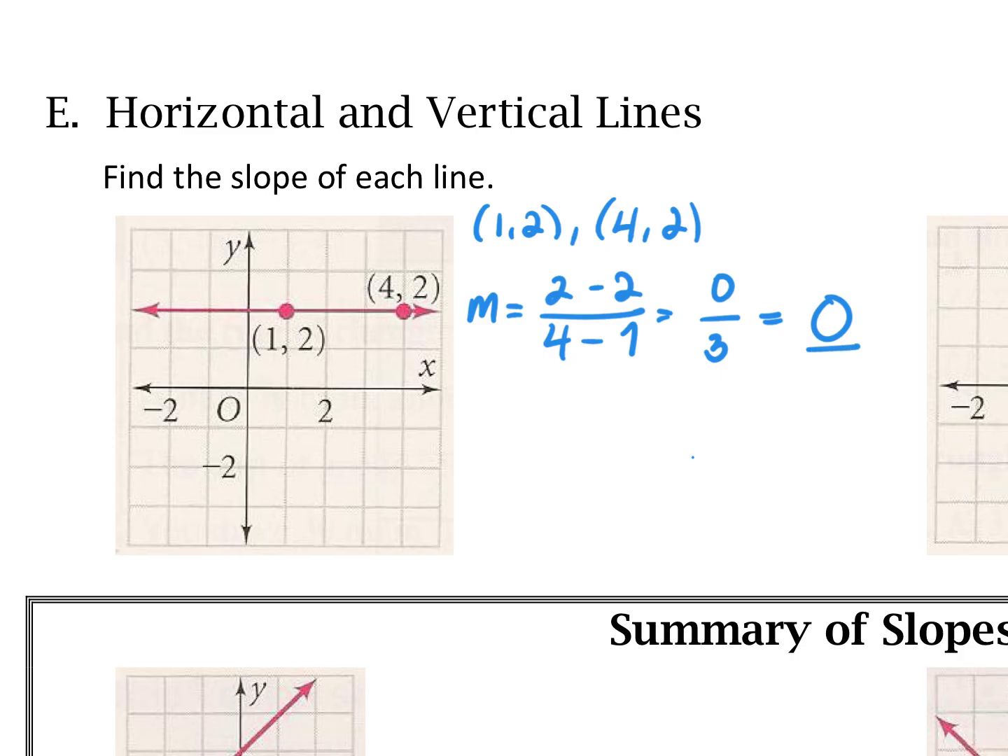So what does it mean? It means that there is really nothing happening. It's not increasing, it's not decreasing, nothing is happening in this case. That's why the slope is called 0.